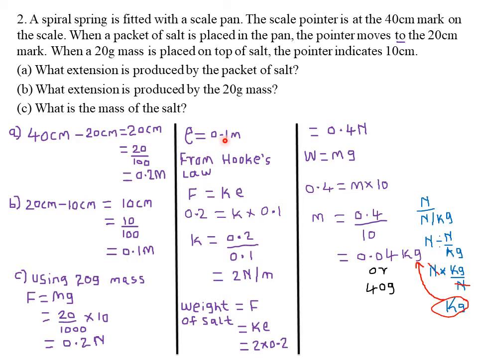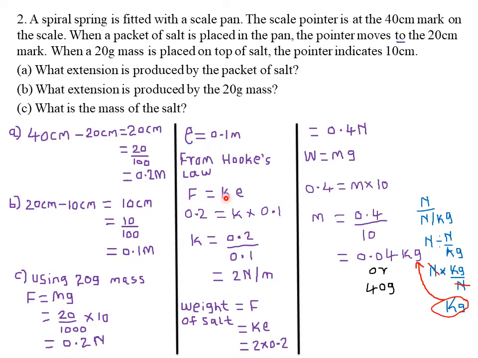But for the case of the salt alone, we are only given the extension, but we are not given its mass. So if you try to use the quantities for the packet of salt, you will have the extension but no mass, so you cannot find K, because that means you will have two unknown values. But for the 20 gram mass, we can find the force and we are given the extension. So the 20 gram mass is the one that can help us to find the K.